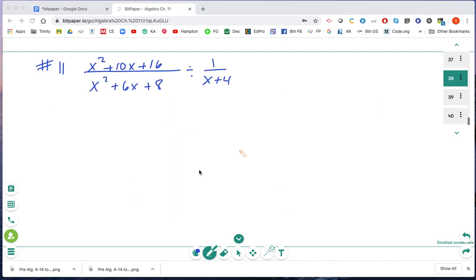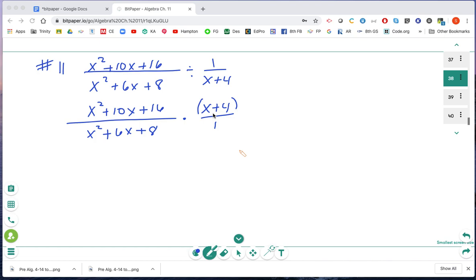All right, so now we have division again. The first thing that we're going to do is flip the second fraction and multiply. So it's going to be x squared plus 10x plus 16 divided by x squared plus 6x plus 8 times x plus 4 over 1. Now remember, that was our first step. The second step is to look to see if we have any binomials, which we do have here. So our second step is to put our parentheses around that binomial.